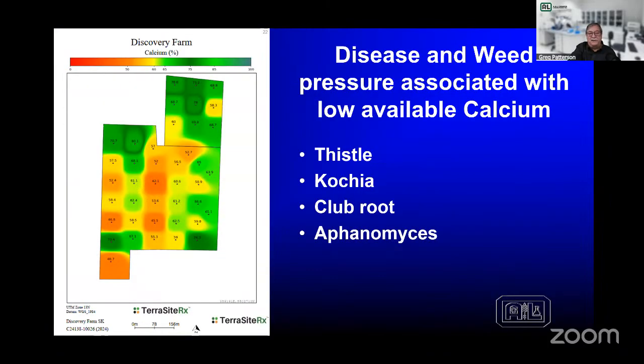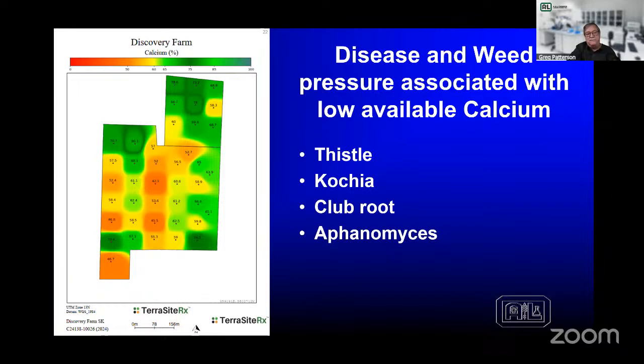Why do we worry about this? Well, what are some of the biggest issues you have in Western Canada? Thistle, kochia, clubroot, Aphanomyces. These weeds and these diseases use oxalic acid as a mechanism to survive and penetrate the plant. Kochia secretes oxalic acid as an allelopathic effect, to compete with weeds in this area so it can dominate the area. Calcium sequesters oxalic acid and neutralizes all these things.